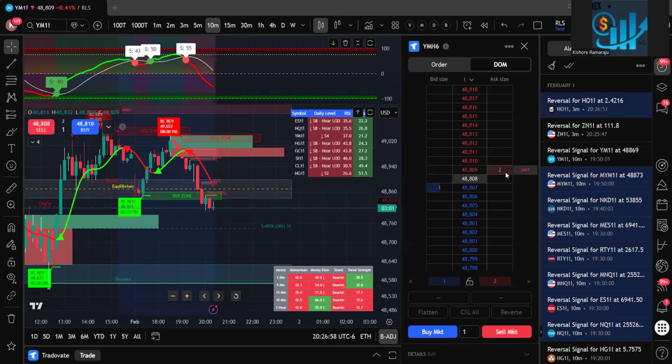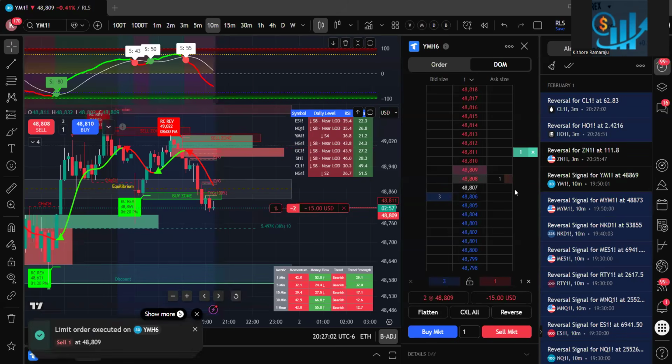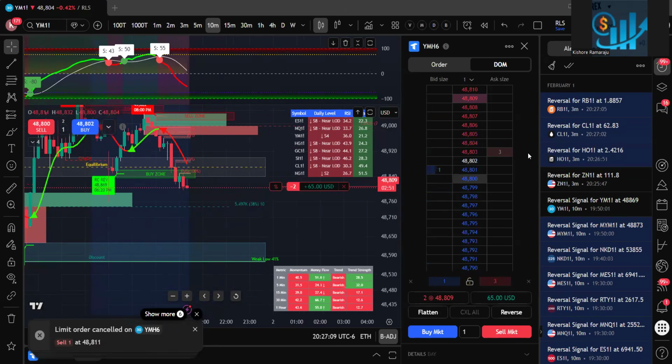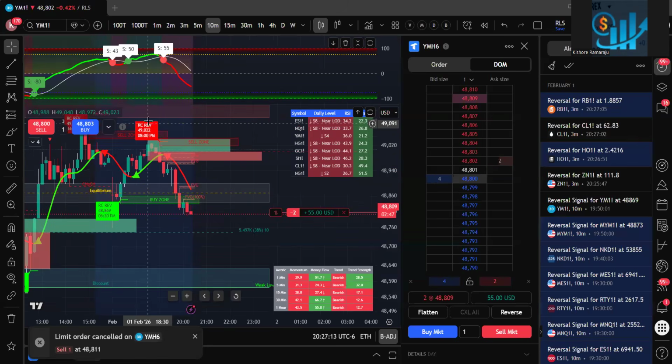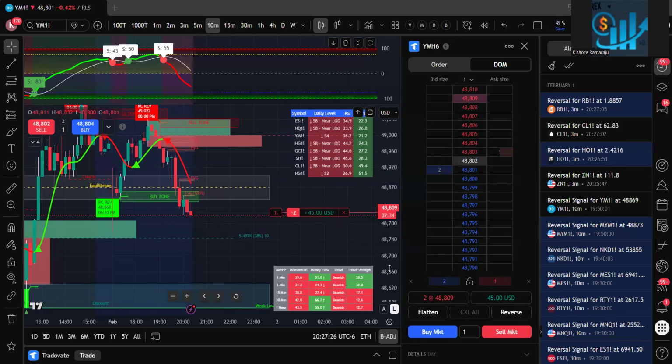So I'll click on this on the right side. That means I'm trying to short it. I want to sell and then I want to make profits once it goes down. So I'm shorting it. The red color means you are selling it. Here also red color means it is in a downtrend. That means you want to sell at a high price and buy back at a low price. So I shorted YM now.